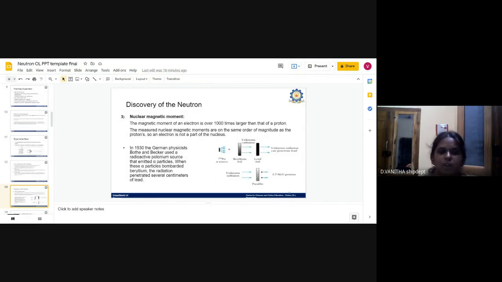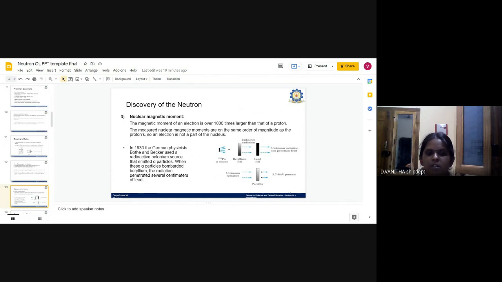The next one is nuclear magnetic moment. The magnetic moment of an electron is 1000 times larger than that of a proton. So the measured nuclear magnetic moments are on the same order of magnitude as that of the proton.